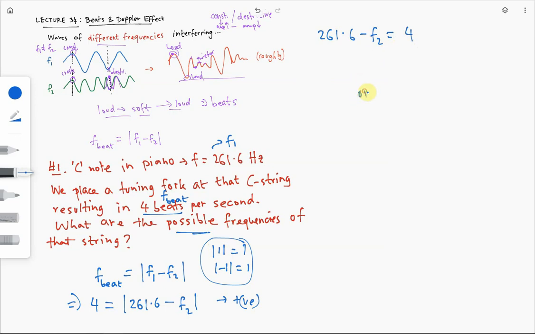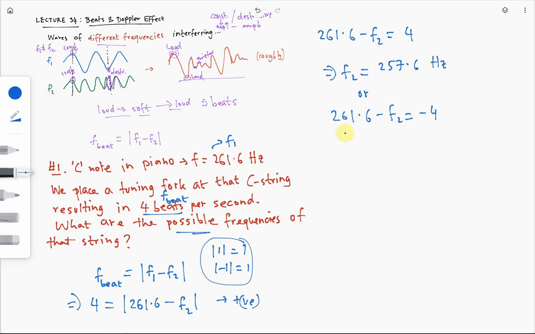However, without the absolute value, it could also be negative 4, because the absolute value basically forces things to be positive, right? So without the absolute value, this equation can also be negative 4. Therefore, we get two possible frequencies. In this case, if you change sides for f2 and 4 and solve for f2, you will get here 257.6 Hertz.